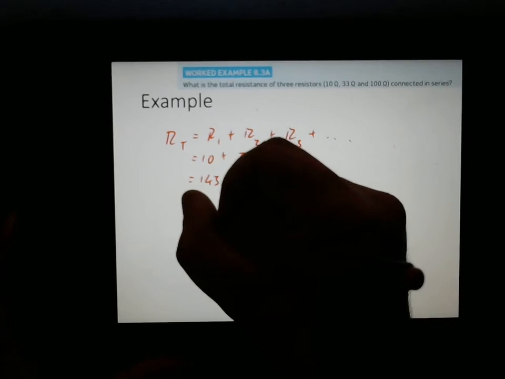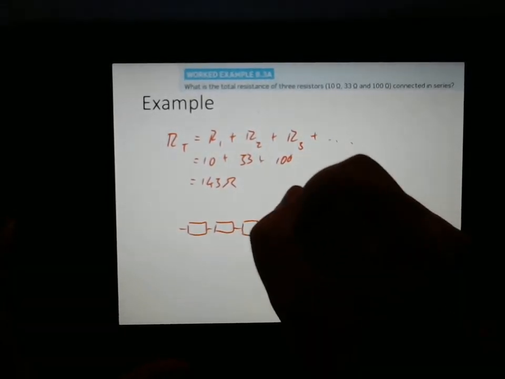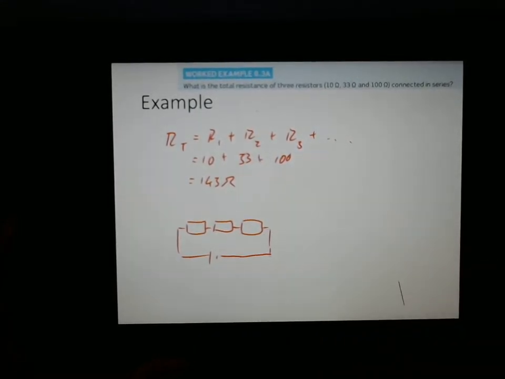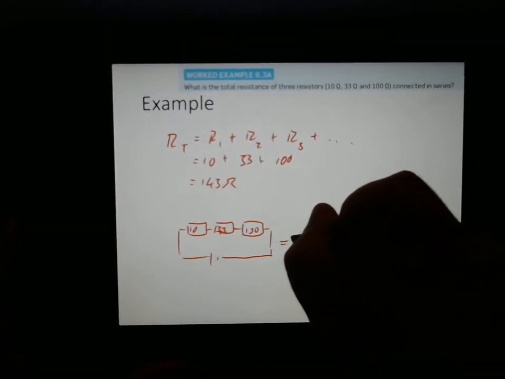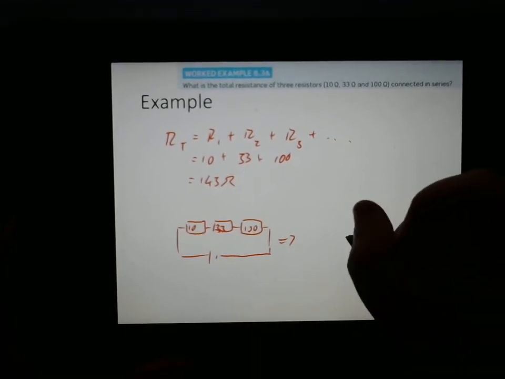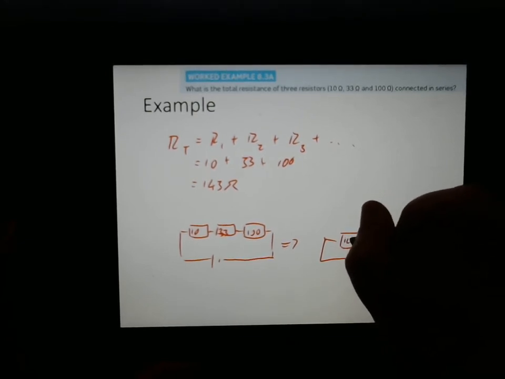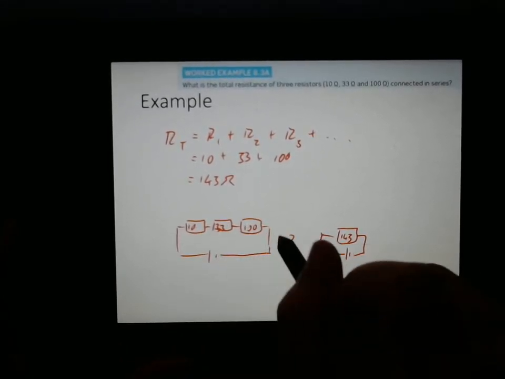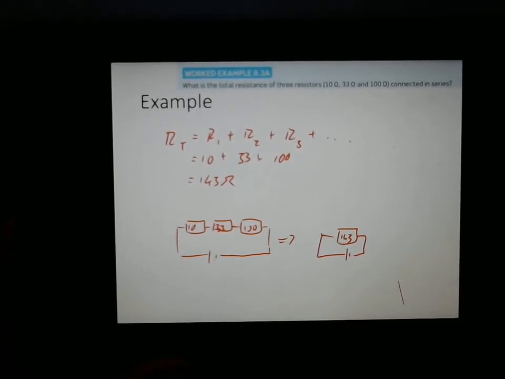If this was a circuit diagram where we had 3 resistors coming back to a battery of some sort, and we had 10, 33, 100, what we've calculated there is showing that this is equivalent to just having one resistor with 143. They're the same. They would have the same amount of current going through, the same total amount of voltage. Obviously, we can see there's only one loop, so the same voltage on it regardless. But this is what we mean by equivalent resistance.